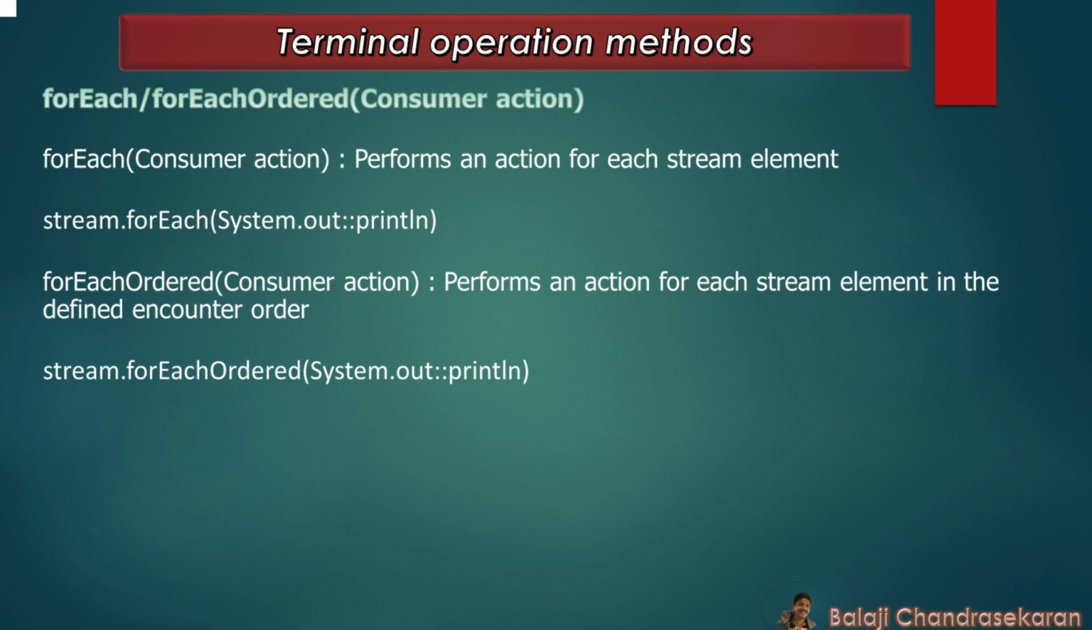The forEachOrdered method performs an action for each element of the stream in the encounter order of the stream if the stream has a defined encounter order. The forEachOrdered method is similar to the forEach method, but it guarantees that the elements of the stream are processed in encounter order, regardless of whether the stream is parallel or sequential. In the given example, I call the forEachOrdered method on the stream, passing a method reference as the consumer function. The lambda expression prints each stream element to the console.